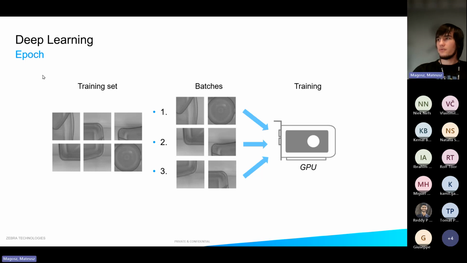There is also the epoch in training. It's like a training step: taking images from the training set, putting them into batches and sending them to the GPU. And you have multiple epochs during your training process. At the end of each of them, you will see the training graph progress, and you can stop the training at any time to save the model and see the results.